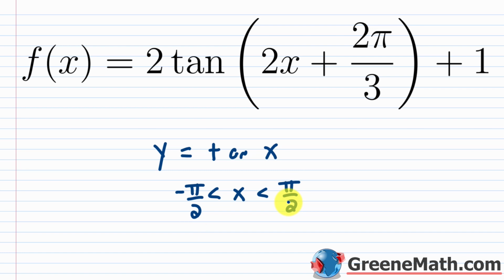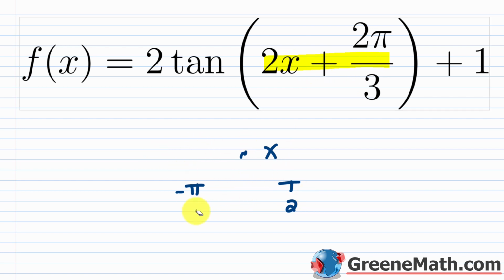So what you want to do is set up an inequality here. The argument is not x like we have here. The argument is 2x plus 2 pi over 3. So this guy right here just gets plugged in for this right here. So you're going to set up the inequality.